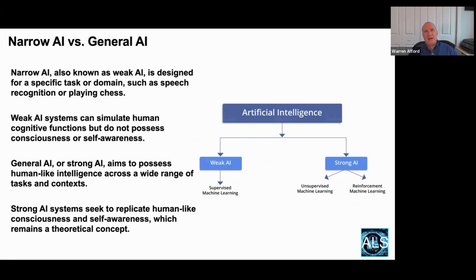So we have narrow AI. This is also known as weak AI, and it's designed for a specific task. Again, there's not really any learning or cognitive capability involved in this. Weak AI can simulate cognitive functions, but it doesn't have any awareness, so to speak. And then you have general AI, or strong AI, and it aims to possess a human-like ability. So it really wants to replicate the human mind.